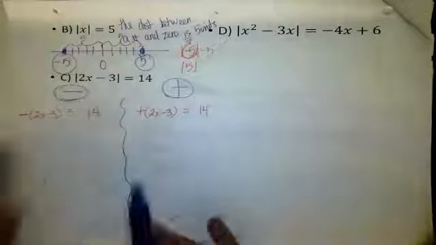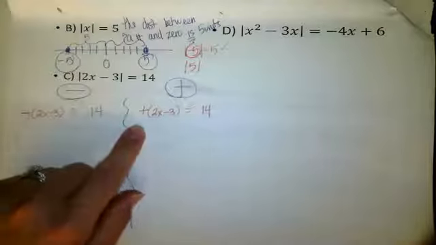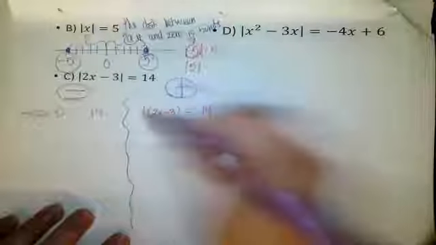So those are our 2 equations. One that has a negative tacked out in front, and one that's just the original, essentially. I'm going to go ahead and solve this guy. Does that positive do anything?